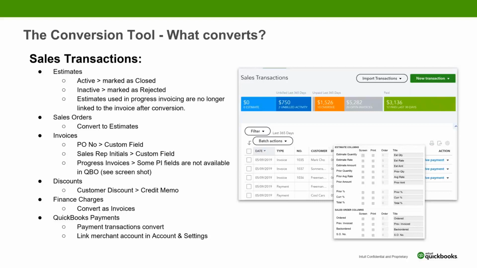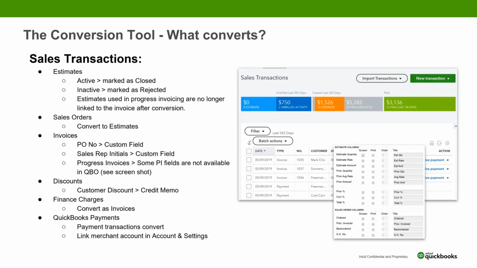Discounts in Desktop. The customer discount comes over as a credit memo in Online. Finance charges. So if you're using the finance charge feature in the Customer Center in Desktop, they convert all those finance charges into individual invoices. And then QuickBooks Payments. The existing transactions, meaning people who have paid using QB Payments in Desktop, all those transactions absolutely will convert. However, at the moment of conversion in Online, you will have to reconnect the merchant account so they can email invoices and use it the way they were in Desktop.